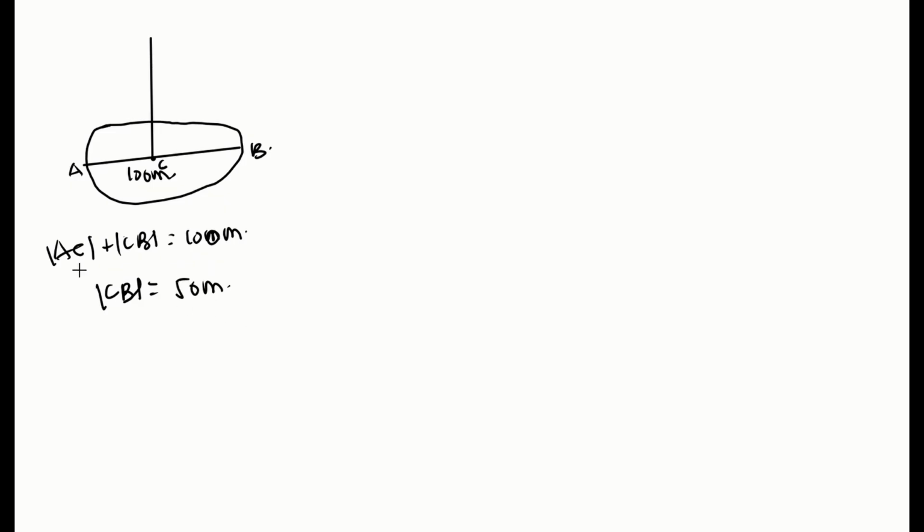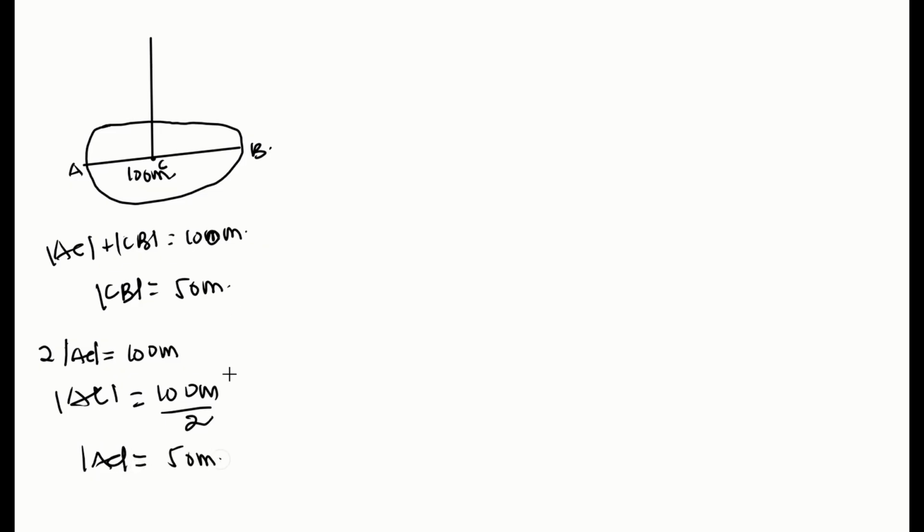It means that the length of AC is the same as the length of CB. So 2AC is equal to 100 meters. Then we take half of it: AC is equal to 100 meters divided by 2, and AC here is equal to 50 meters. Just the same.